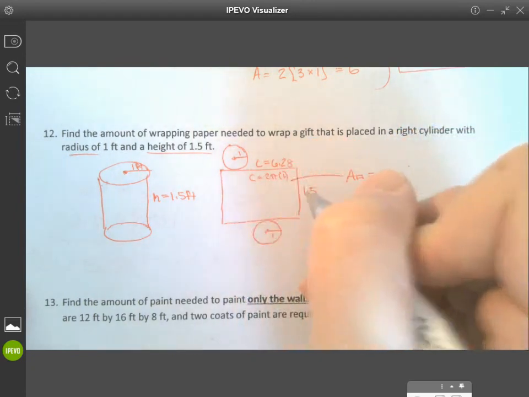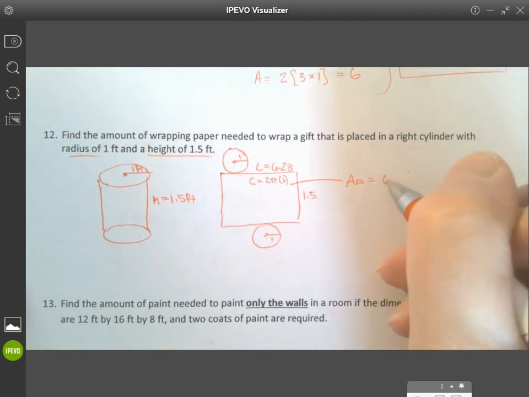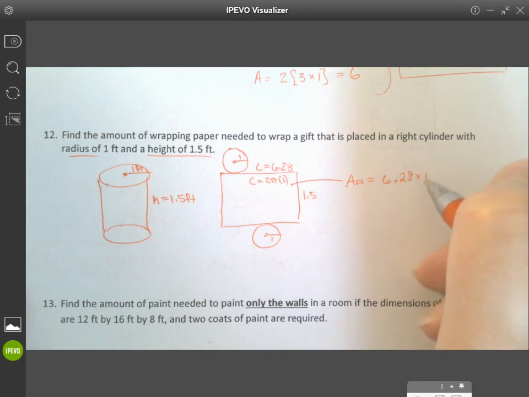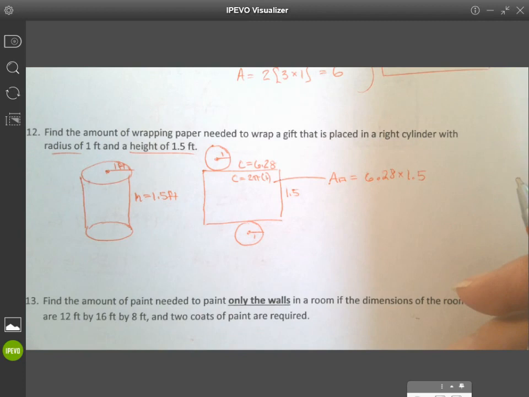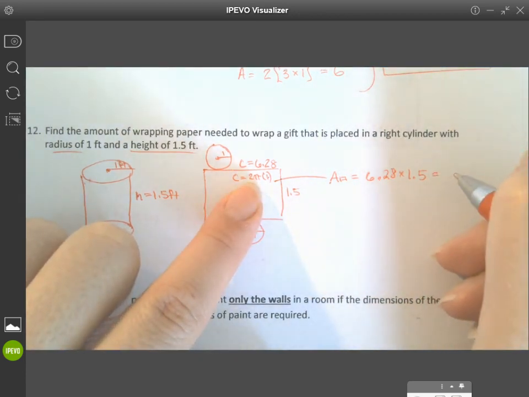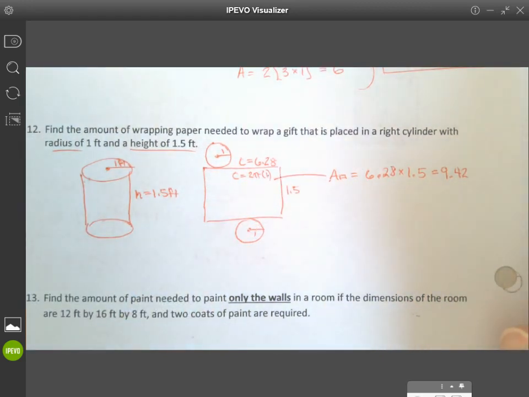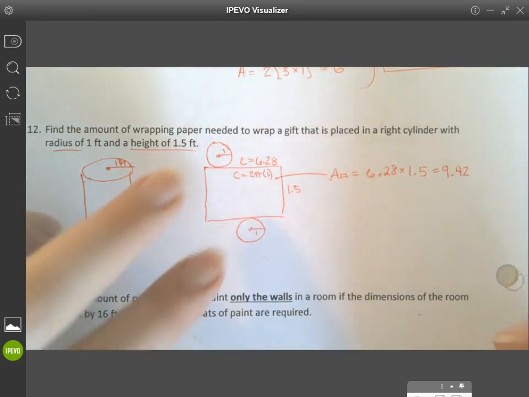So instead of doing base times height, we're doing circumference times height. I only have one rectangle, so it's 6.28 times 1.5. All right, so take your 6.28 times 1.5. Oh, I lied. Yeah, I did 6.28. And what do we get here? I think it should be 9.42. But you should check me because I royally was screwing this up earlier. Does anybody agree with me? Okay, perfect. All right, then I have two circles, right?